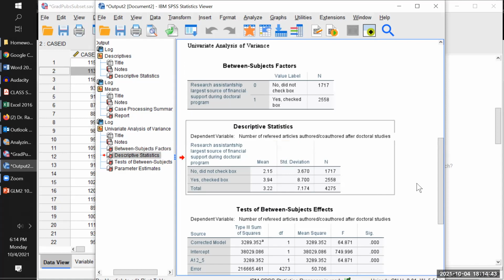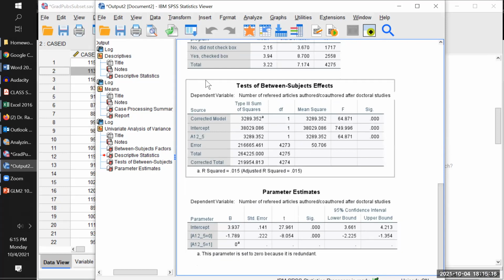Here we get the descriptive information for each. So this is the number of refereed articles authored or co-authored by whether they did not receive funding to do research or whether they did receive funding to do research. And you see that if they did receive funding, that's a little bit higher, about 4 publications. And if they didn't, it's about 2. But is that significantly different from 0? Let's look.